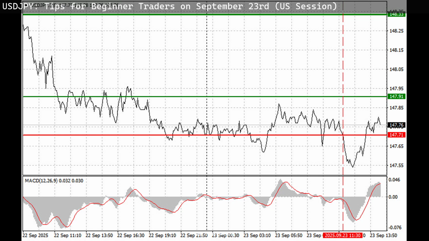USDJPY, tips for beginner traders on September 23rd. US session trade review and tips for trading the Japanese yen. The test of 147.71 in the first half of the day occurred when the MACD indicator had already moved significantly below the zero mark, which limited the pair's downward potential. For this reason, I did not sell the dollar and missed a small downward move of the pair.